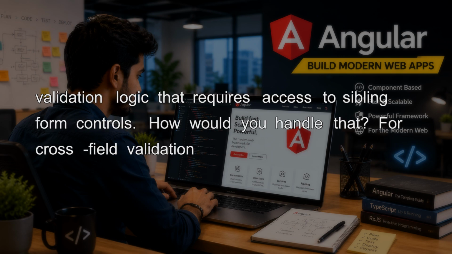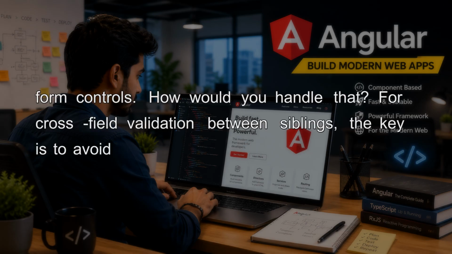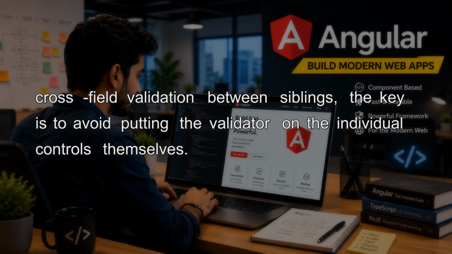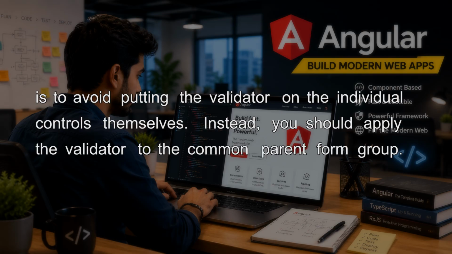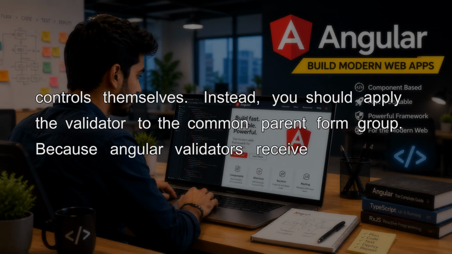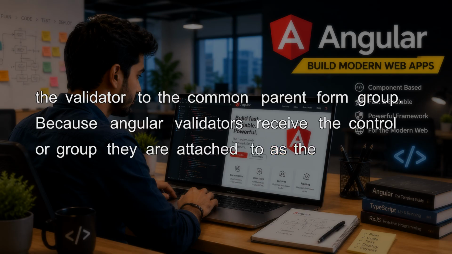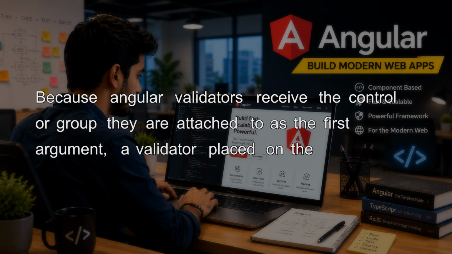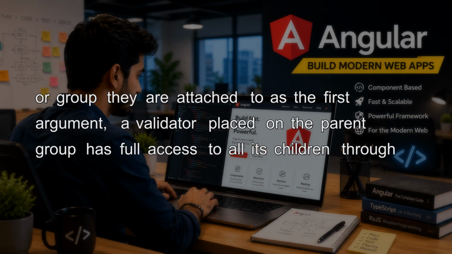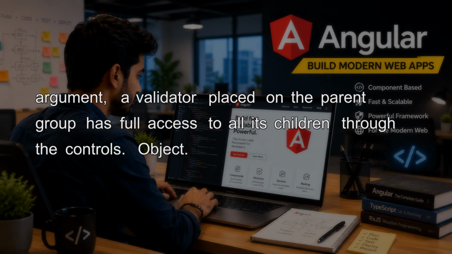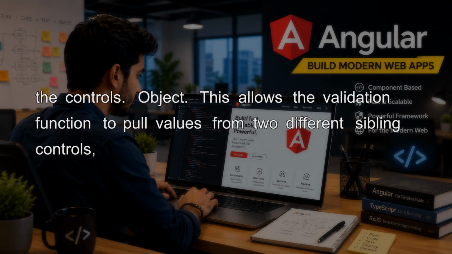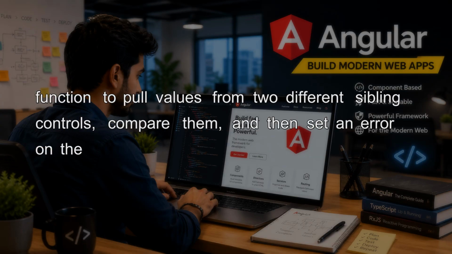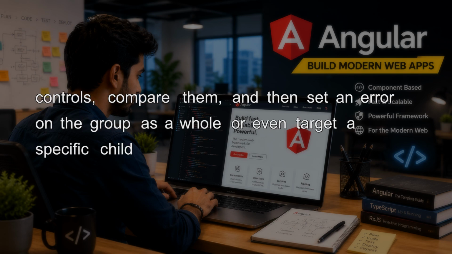For cross-field validation between siblings, the key is to avoid putting the validator on the individual controls themselves. Instead, you should apply the validator to the common parent form group. Because Angular validators receive the control or group they are attached to as the first argument, a validator placed on the parent group has full access to all its children through the controls object. This allows the custom validation function to pull values from two different sibling controls, compare them, and then set an error on the group as a whole or even target a specific child control for the error message.